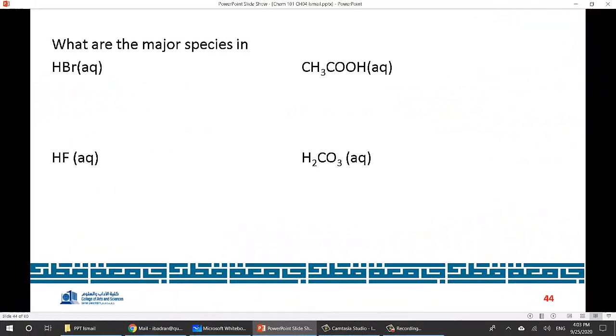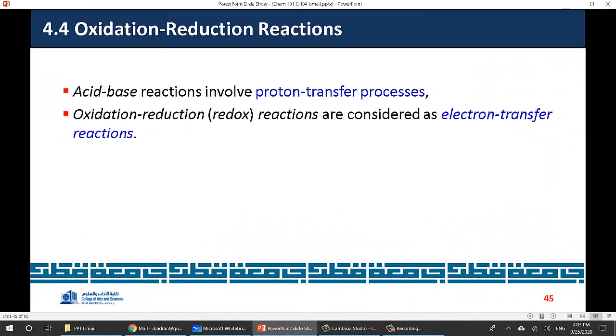Now we move on to another subject, which is oxidation reduction reactions, and sometimes we call them redox reactions, referring to reduction oxidation. So we learned that acid-base reactions involve proton transfer. So there is an H plus, a proton, that goes from an acid to a base according to the Bronsted definition.